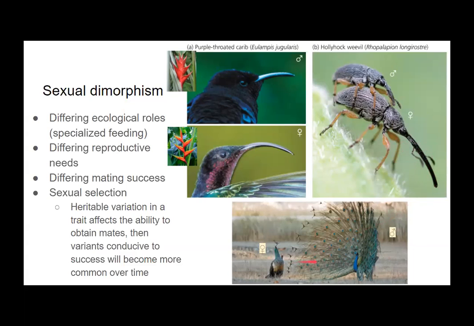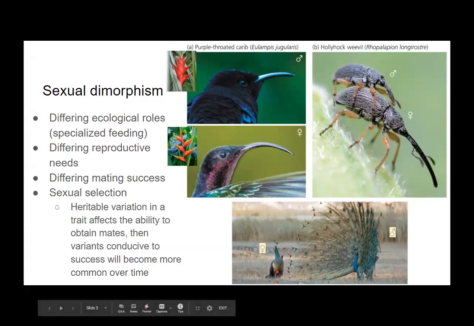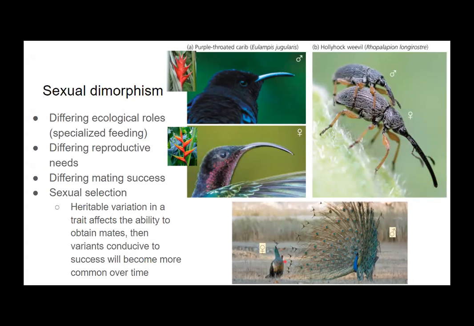Here's the example with peacocks, which probably is the one that you're most familiar with: these huge male feathers compared to the female that is much more nondescript. If we just look at this example of the peacock, we can very readily see how having these long feathers might be disadvantageous. If you're thinking about running from predators, having a huge long trail doesn't really help you.